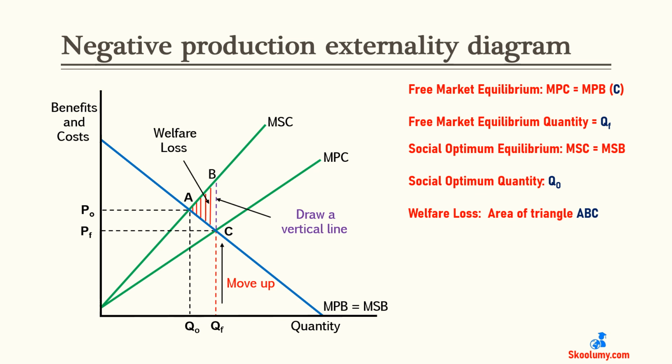To identify the area of the welfare loss, start from free market quantity, the actual quantity produced, move vertically up and draw a vertical line between the two supply curves, MSC and MPC. It is line BC and it forms a side of the triangle. The triangle formed represents the welfare loss. In this case, it is triangle ABC.